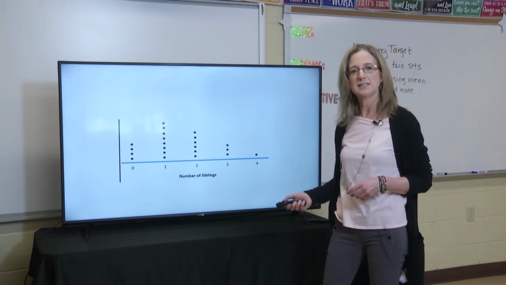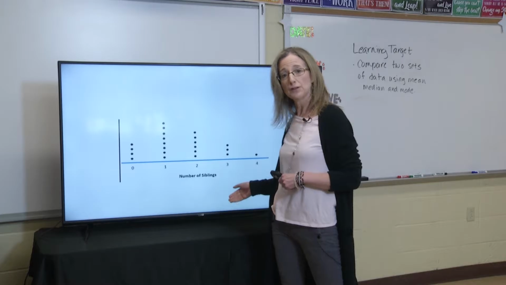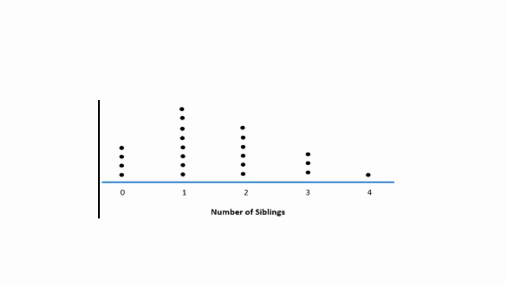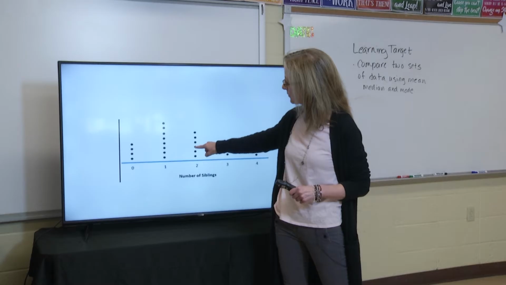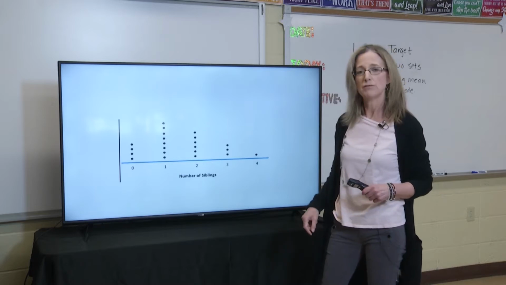This is called a dot plot. What you do is you take all of your data. We have how many zeros? 1, 2, 3, 4 zeros. We have 1, 2, 3, 4, 5, 6, 7, 8 ones. 1, 2, 3, 4, 5, 6 twos, 3 threes, and 1 four.